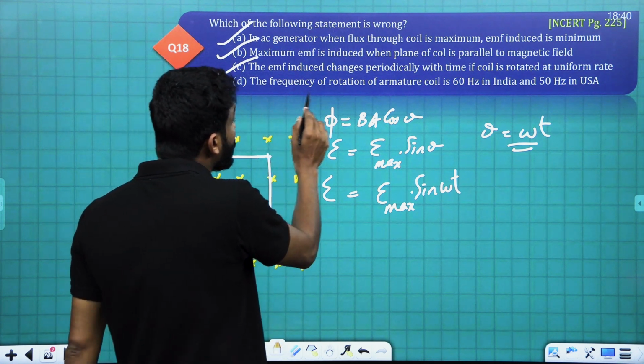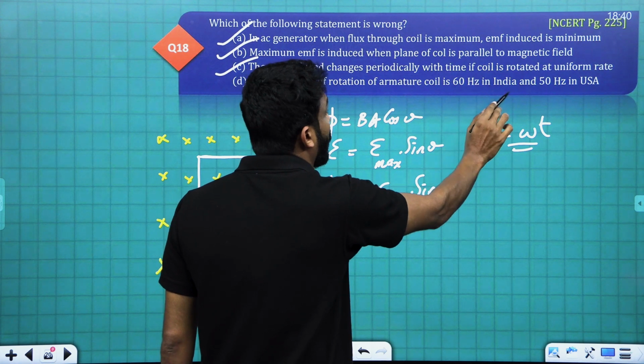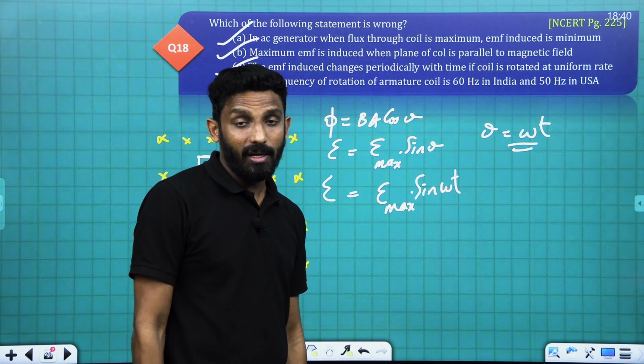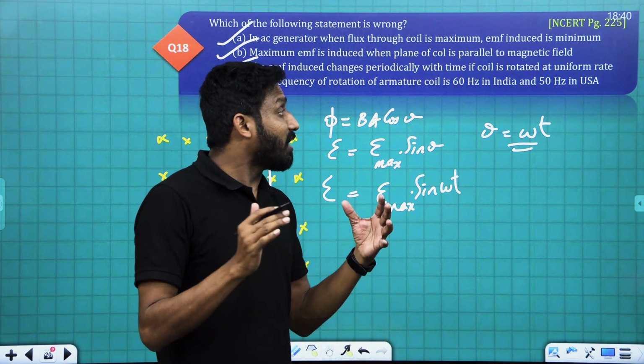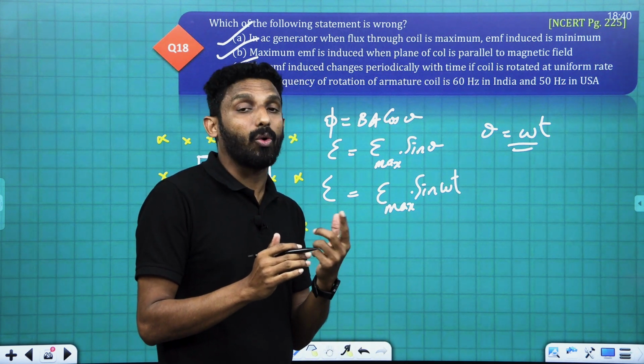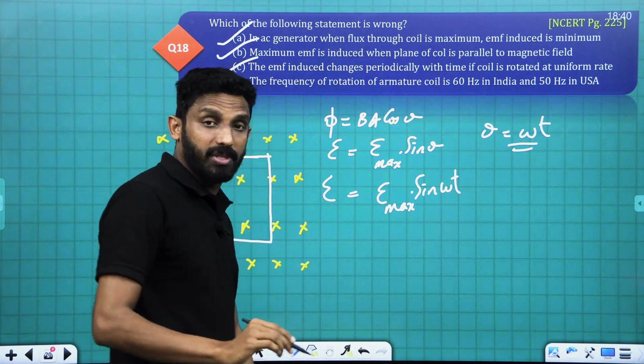Finally, the frequency of rotation of armature coil is 60 Hz in India. That is incorrect. In India, it is 50 Hz. The generators are set such that the frequency of the armature coil is 50 Hz. So this is the incorrect statement. The answer is option D.